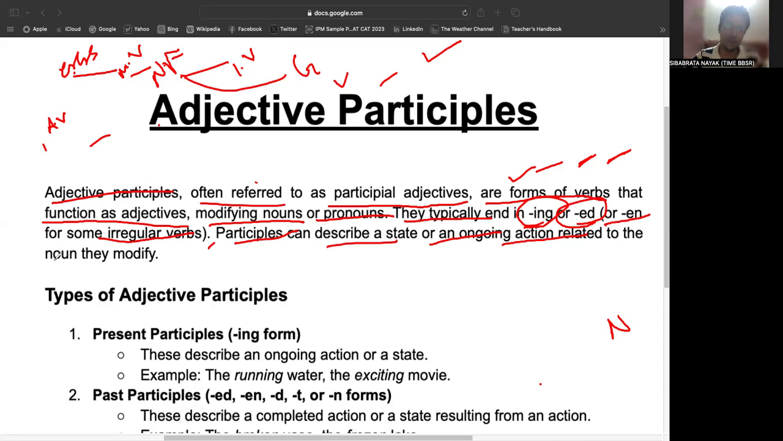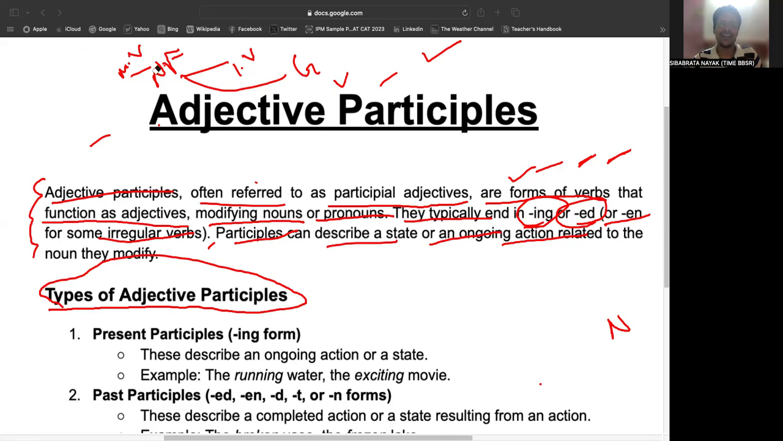So what I pointed out is given in the form of description. Now, the next one is the types of adjective participles. How many types of adjective participles are there? I think two: one is present and the other is past. So we can talk about the present participle. What is that present participle? You can talk about ing.